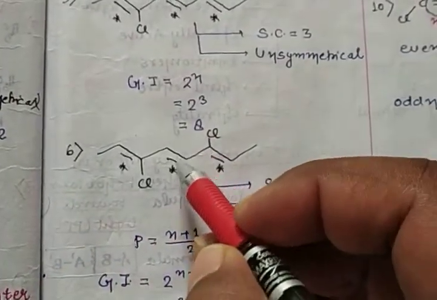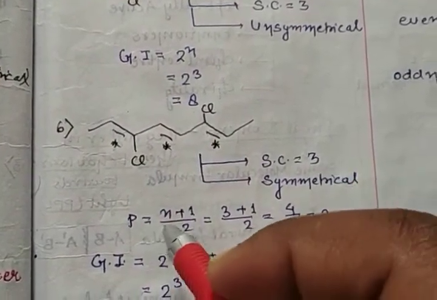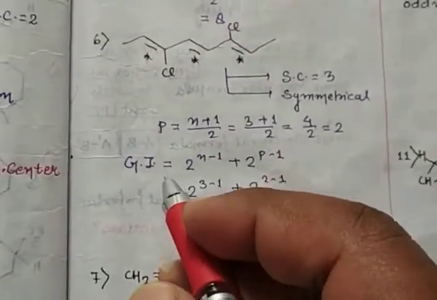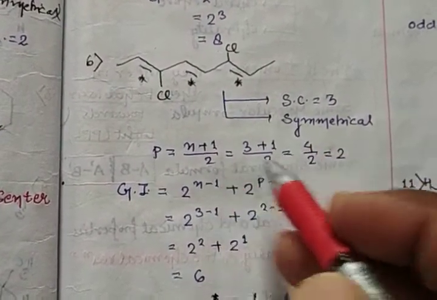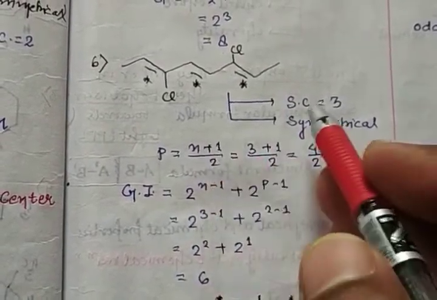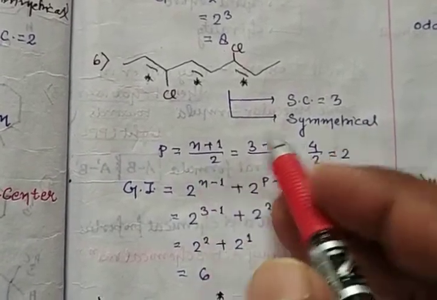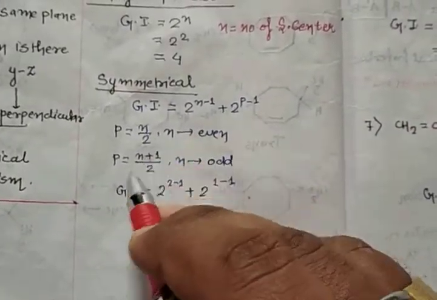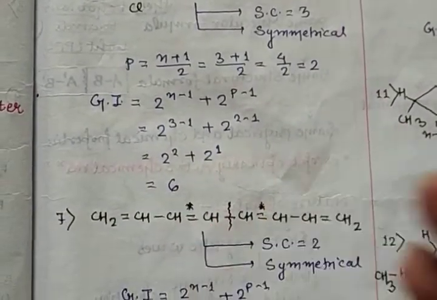This is symmetrical. Look, this is symmetrical. So n is what? This is an odd number. So n plus 1 by 2. It means 2. So the formula of a symmetrical compound, G.I., is 2 to the power n minus 1 and 2 to the power P. What is P? P is for stereo center, right? So P is n plus 1 by 2. So n is what? 3. So this is an odd number. So if you have an even number then n by 2, and for an odd number n plus 1 by 2. Just check. For even n by 2 and for odd n plus 1 by 2. Clear? So now the total is 6.